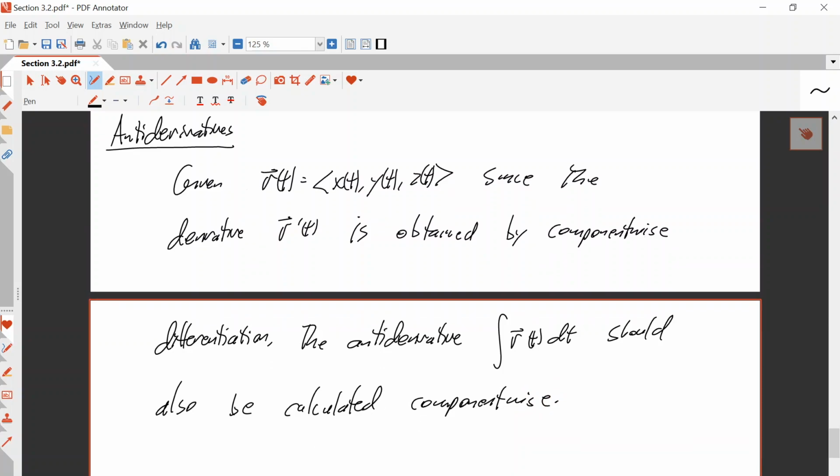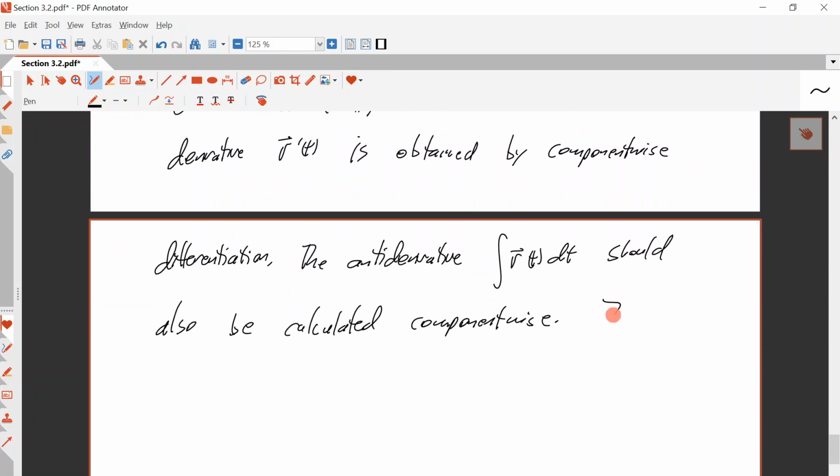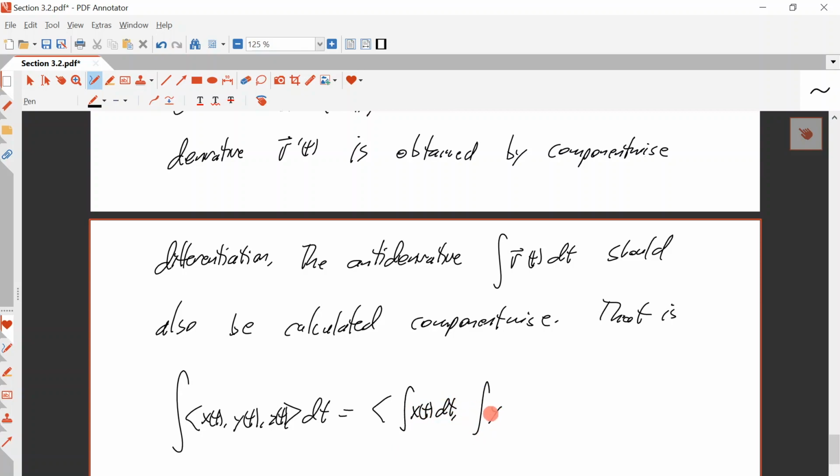That is, the antiderivative of x of t, y of t, z of t for a three-dimensional vector function should be the antiderivative of x of t, the antiderivative of y of t, the antiderivative of z of t. Like that. All right.